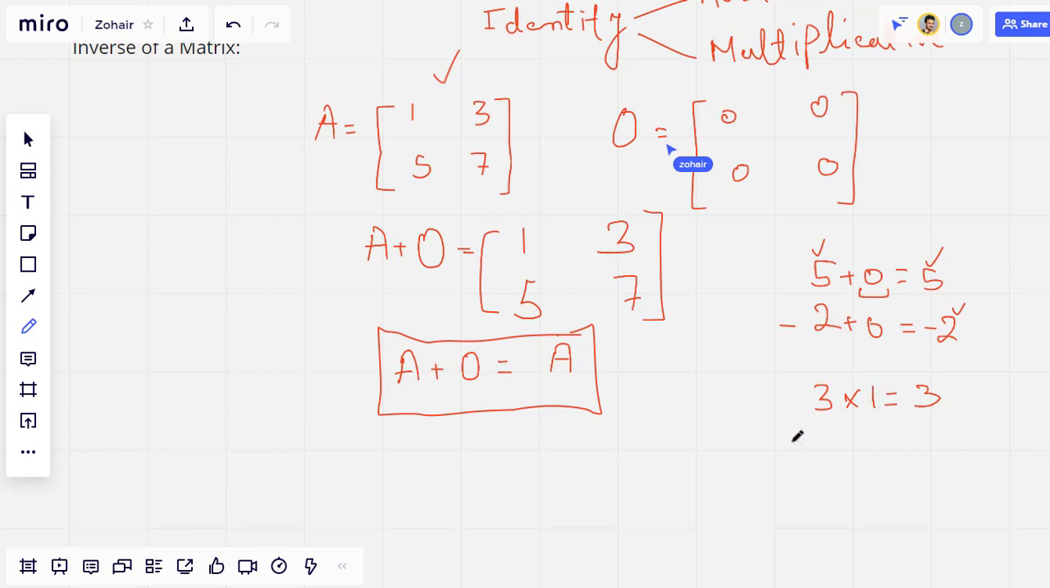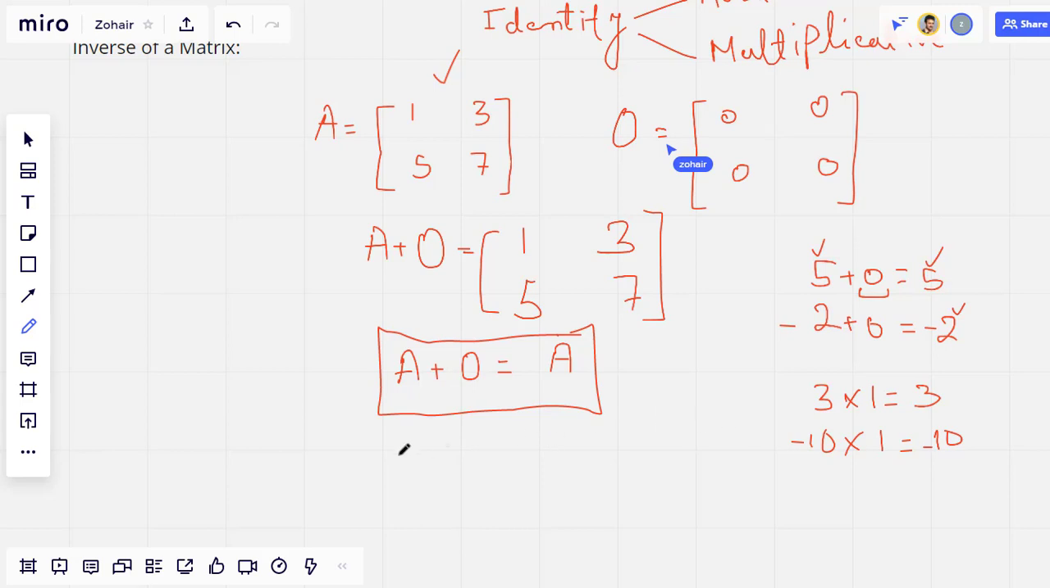Now let's say minus 10 times 1 is minus 10. So you see, no matter whatever number I multiply with 1, I get that same number again in the answer. That means for real numbers, 1 is the multiplicative identity. The 1 doesn't change the identity of the number you are multiplying it with.